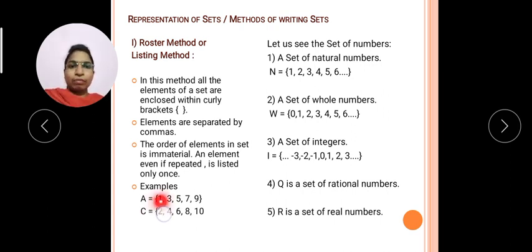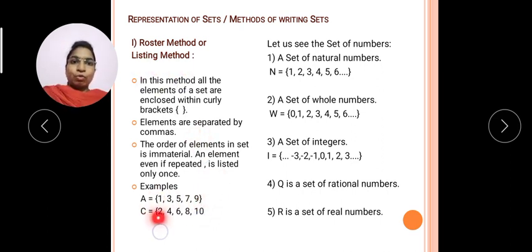Okay students. Now I will conduct many more examples, so don't worry. Just remember it should be written enclosed by curly braces. The elements are separated by commas. The order of the elements is immaterial, and an element even if repeated is written only once. These are the 4 rules to write the listing method. Now for example, A = {1, 3, 5, 7, 9}. This is the way to write the listing method.